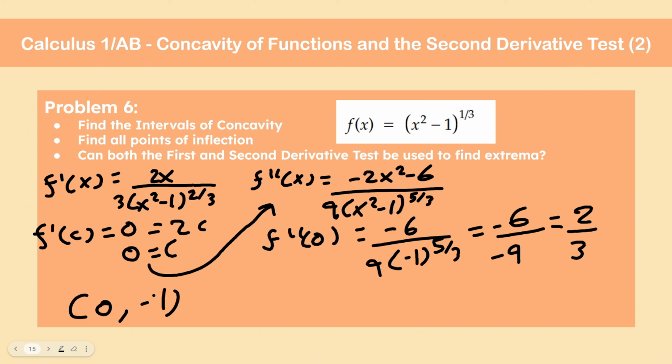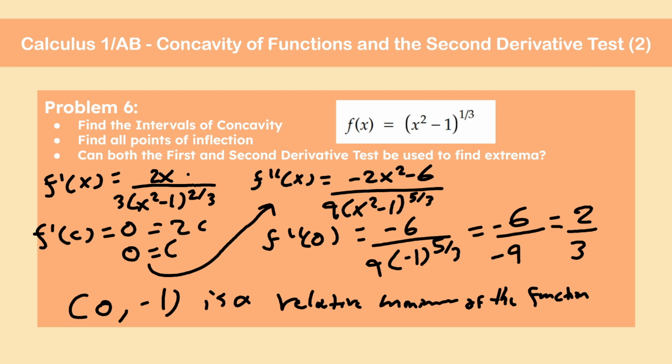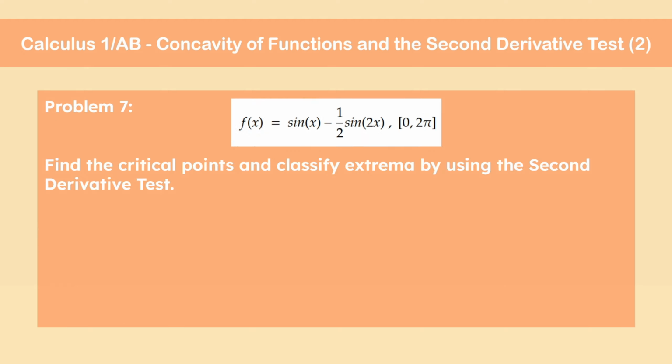So we can say that 0, negative 1 is a relative minimum of the function. And this lines up with what we did at the beginning for the first derivative test, which means that yes, both methods can be used to find the extrema for this function.